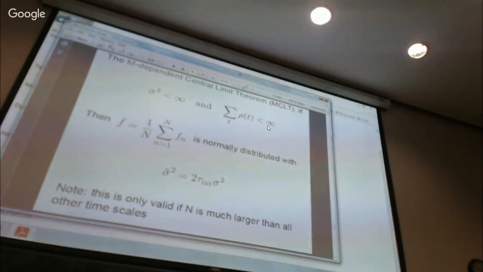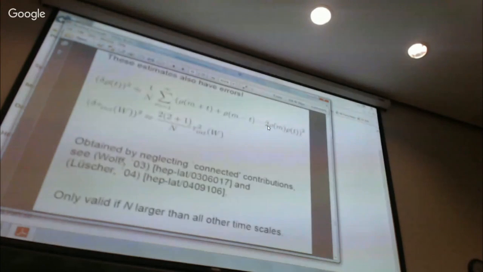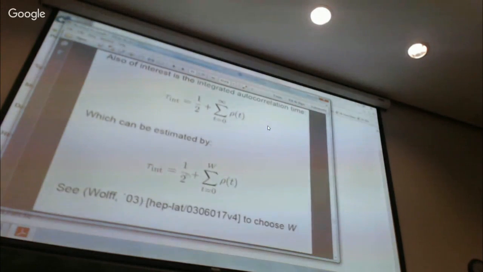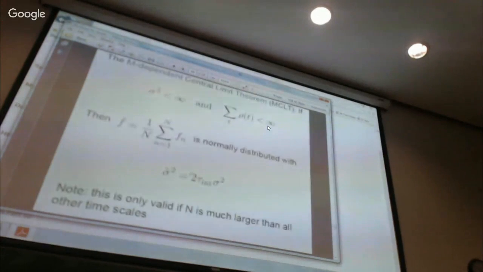However, the parameter that governs the width of the distribution of the sample mean depends on tau int. Remember, tau int is different for every observable, so this tau int is the one calculated for this particular observable. That's why we had this factor of 2 here. If tau int receives no contributions from the autocorrelation, then it's equal to 1/2 and you recover the original formula. You can now use this to estimate statistical errors when you are dealing with a Markov chain.